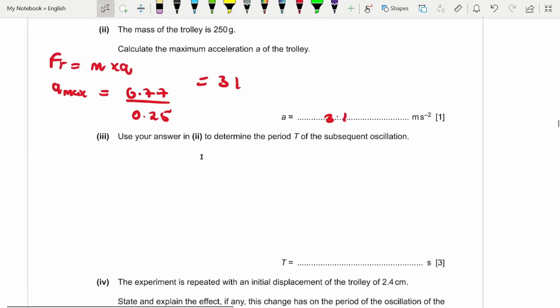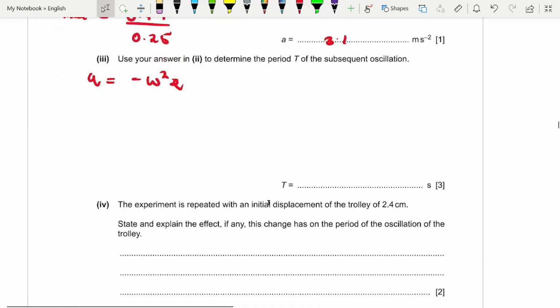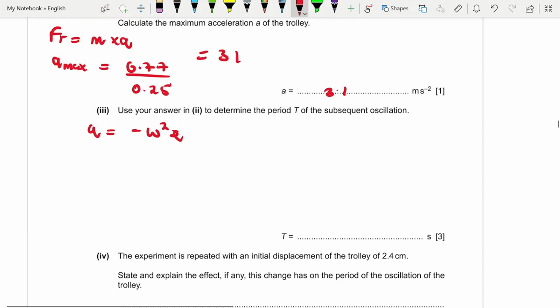Right, very important. Use your answer in I2 to determine the period of the subsequent oscillations. So we want to determine the period of the subsequent oscillations. What do we know? We know that the acceleration is negative omega squared x. And guys, I didn't come up with it. You've been given it in the question. The initial question literally gave you that formula. Okay? So we want to find omega.